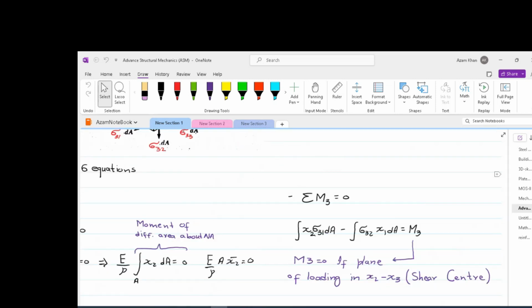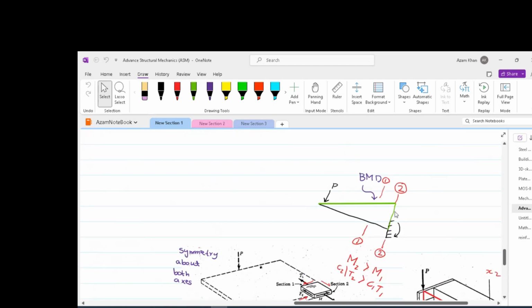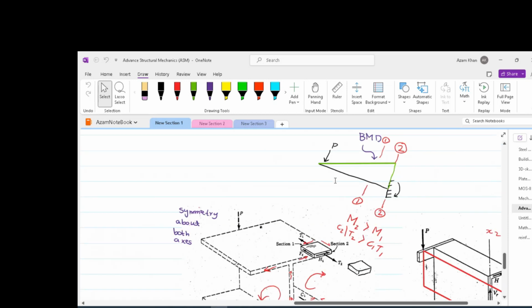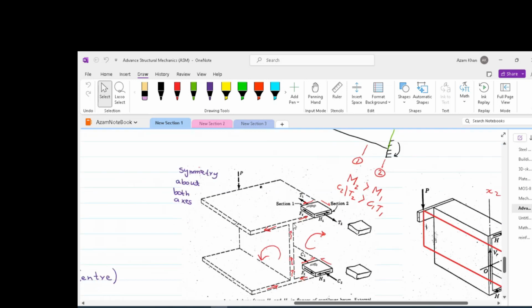Let us explore a bit further the summation of M3 equal to 0. Imagine we have a cantilever beam which is subject to a concentrated load applied at the end of the cantilever. The bending moment diagram on the tension side is shown in green. Imagine that the beam is made up of an I section. Please notice that we again have typical elements in the top flange and the bottom flange of the beam. Since this is a cantilever structure, the top flange is in tension and the bottom flange is in compression.